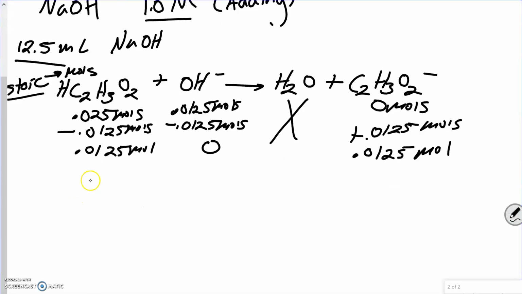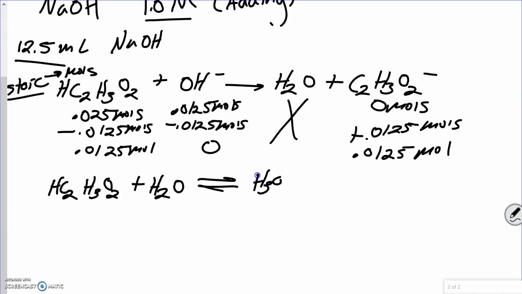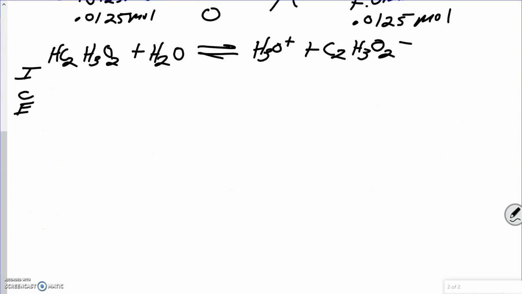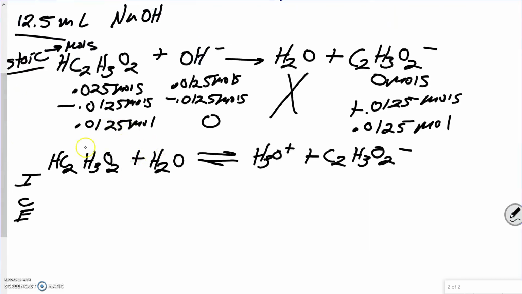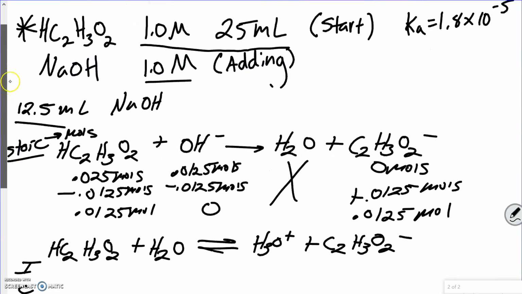In this case, we have the original equilibrium, which was in the other video, but still the same thing going on. So we have the acetic acid reacting with water to produce hydronium ions and acetate ions. So we're going to do an ICE table with these substances. But remember, in an ICE table, we need molarity. So right now, what we've calculated is moles. We need molarity. Well, remember, molarity is moles over liters.